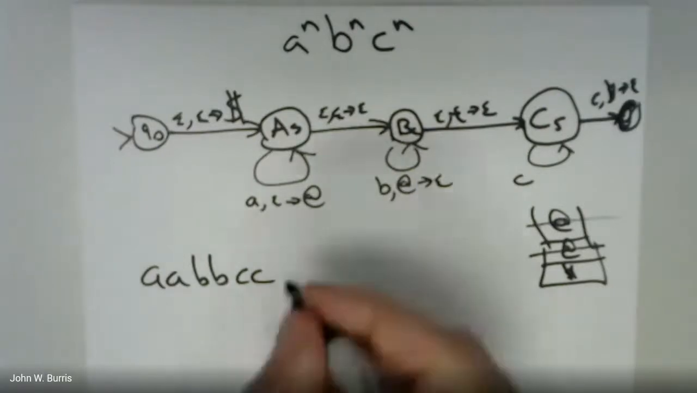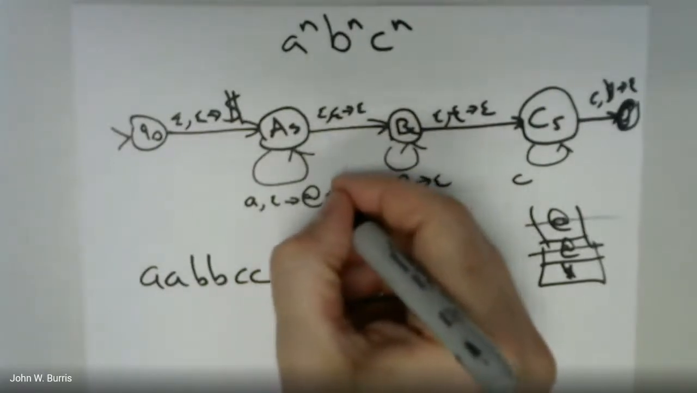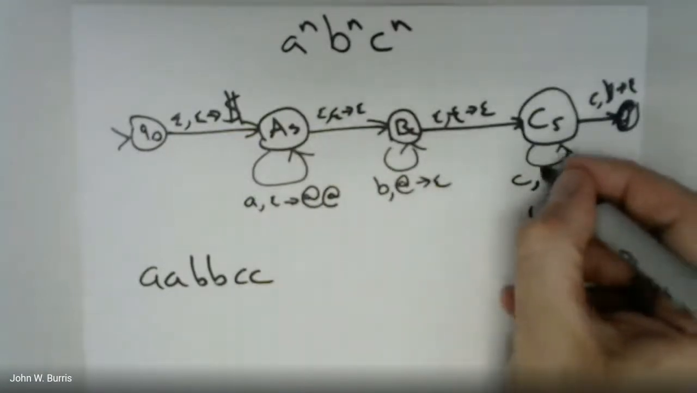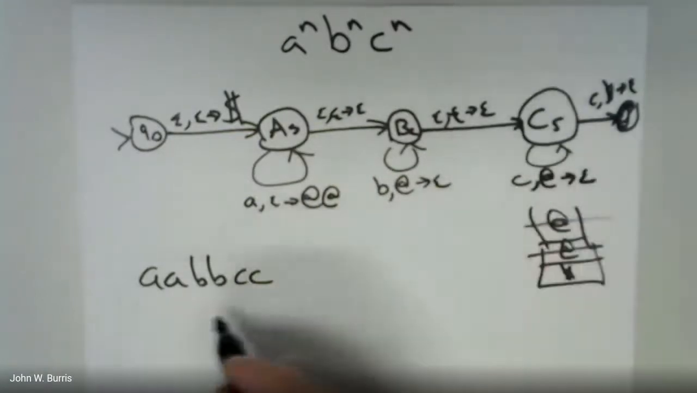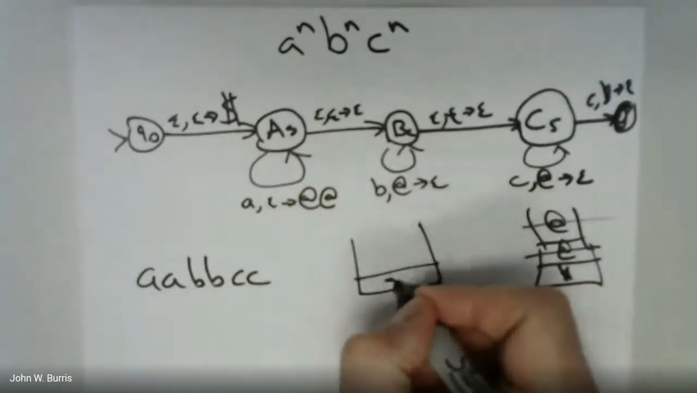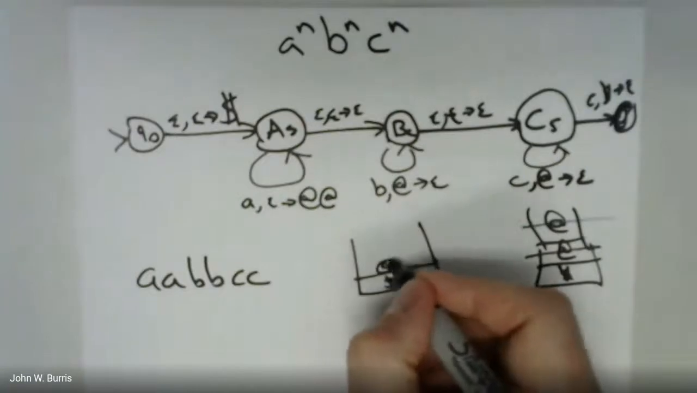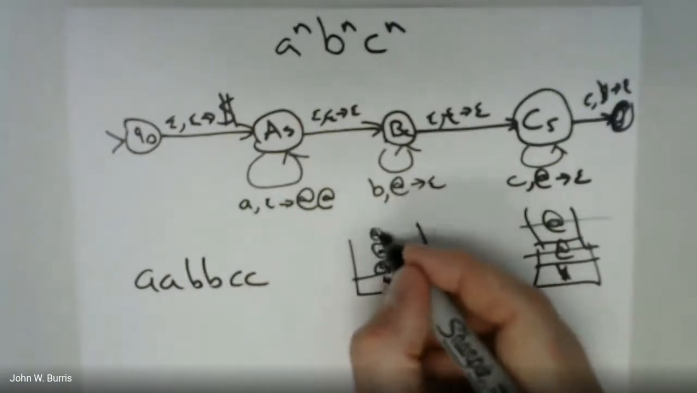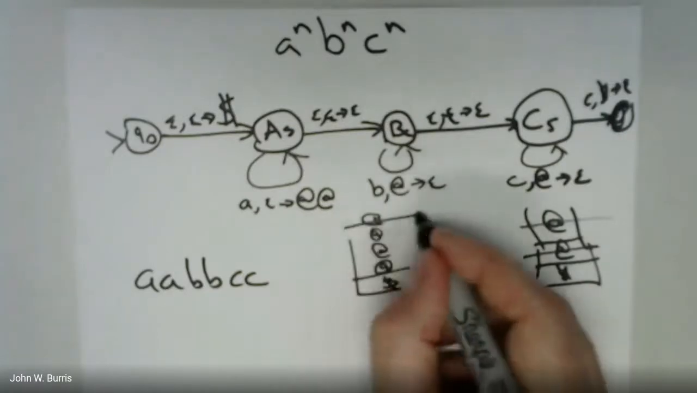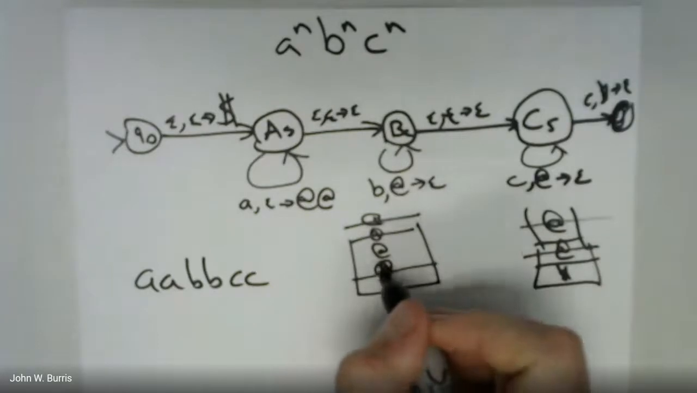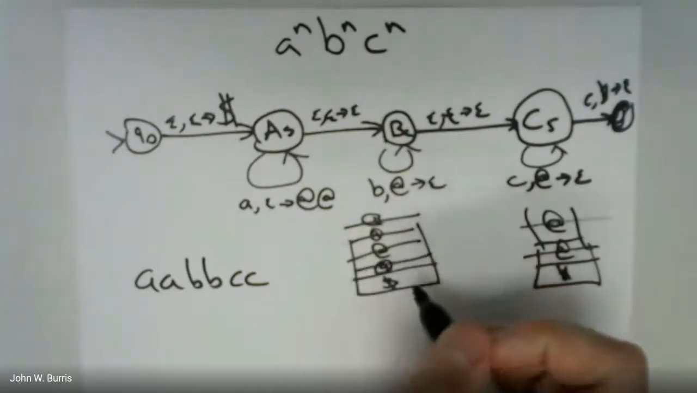Okay, I've got some ideas. Instead of just one @ sign, let's put 2 @ signs. And that seems like it'll work. A, B, B, C, C. It reads the first A, and it pushes an @ and an @. Then it reads the second A, and it pushes an @ and an @. We read the B, it pops an @. We read a B, it pops an @. We read a C, it pops an @. We read a C, it pops an @.